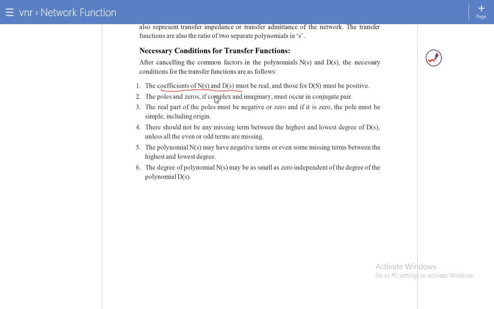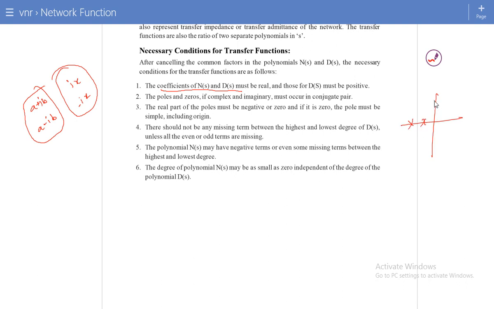Okay, the complex and imaginary poles and zeros must occur in conjugate pairs. So we know that if a plus ib is one of the poles or zeros, then the other is a minus ib. We know that the roots always occur in conjugates. Okay, third condition: the real part of the poles must be negative or 0. If it is 0, then the pole must be simple, including the origin; otherwise the poles must lie on the left half of the s plane.